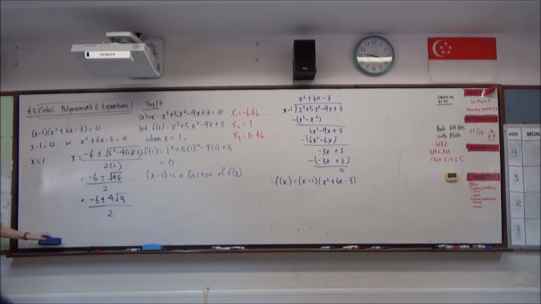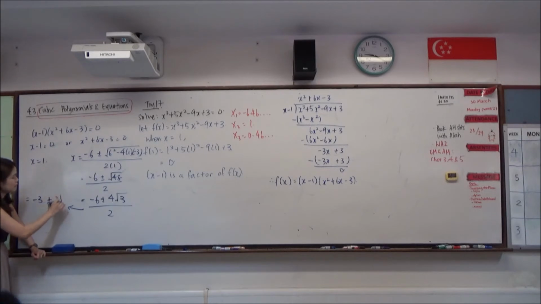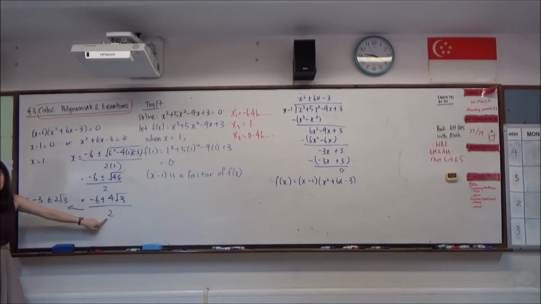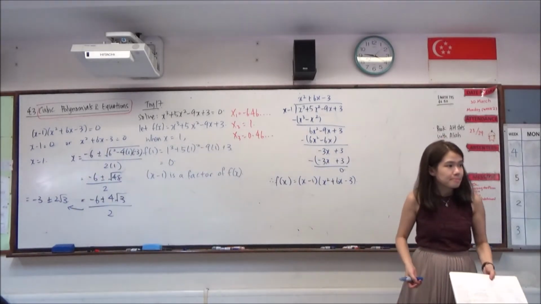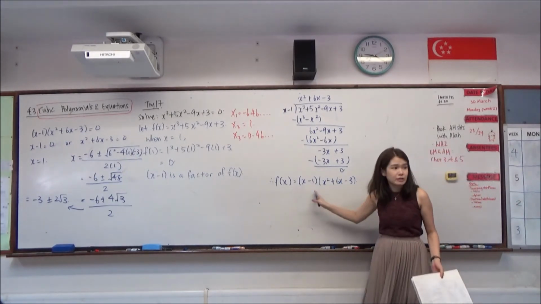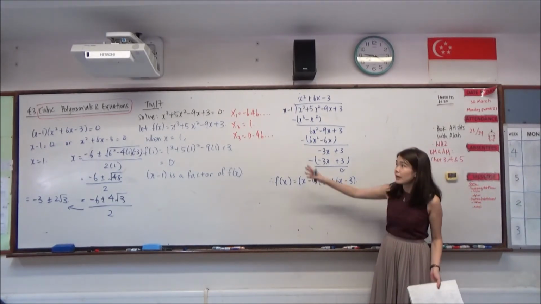Can this fraction be simplified further? Yes, right? So what do we get? Negative 3. Okay, very good. So we can simplify it further. Negative 6 divided by 2, 4 divided by 2. So therefore we get these two answers over here, positive and negative. So therefore we have these solutions now. Any questions? This one factorized fully is like that. This is the full factorized form, but the question wants you to solve.